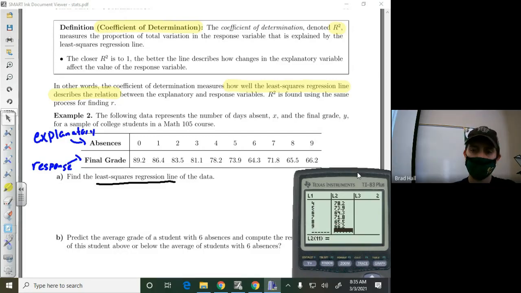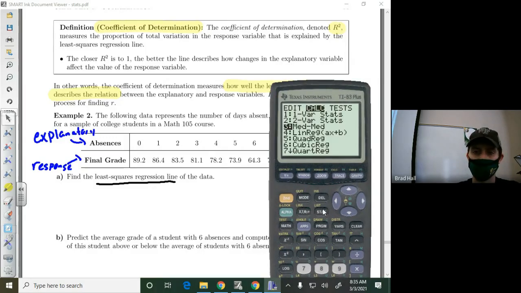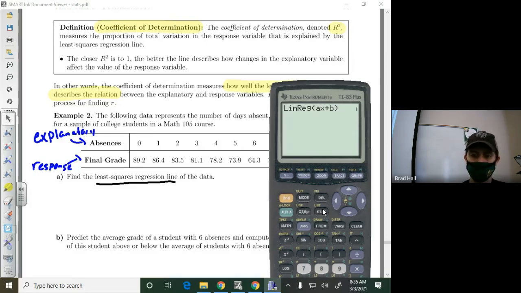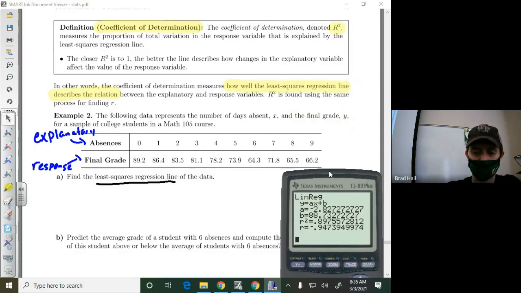Okay. So again, what we did before, we went over to the linear regression command. Again, the same command we just did before for the regression line, we're doing that again. And if we all typed in everything correctly, you should get these values.